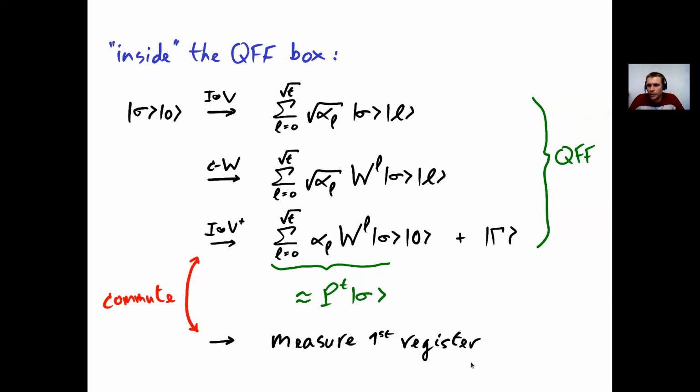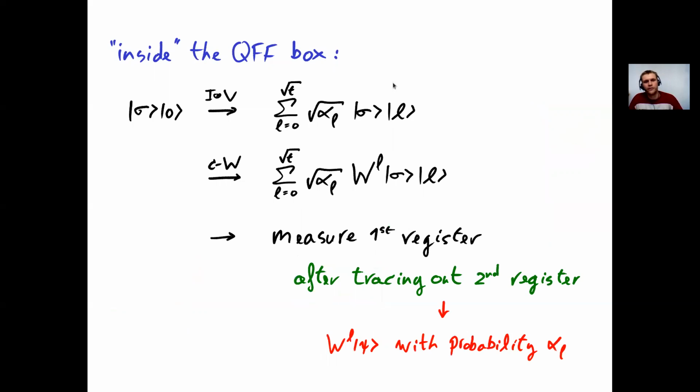But we only care about this measurement, so we might as well drop this second operation here. This results in the following algorithm, which you can show will yield exactly the same outcome. So we just apply this one operator, then this controlled W operator, and finally we measure the first register. Since we just measure the first register, we might also measure the second register afterwards, which also commutes with this.